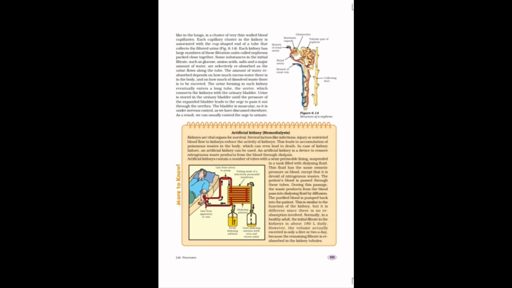Normally, in a healthy adult, the initial filtrate in the kidney is about 180 liters daily. However, the volume actually excreted is only a liter or two a day because the remaining filtrate is reabsorbed in the kidney tubules.